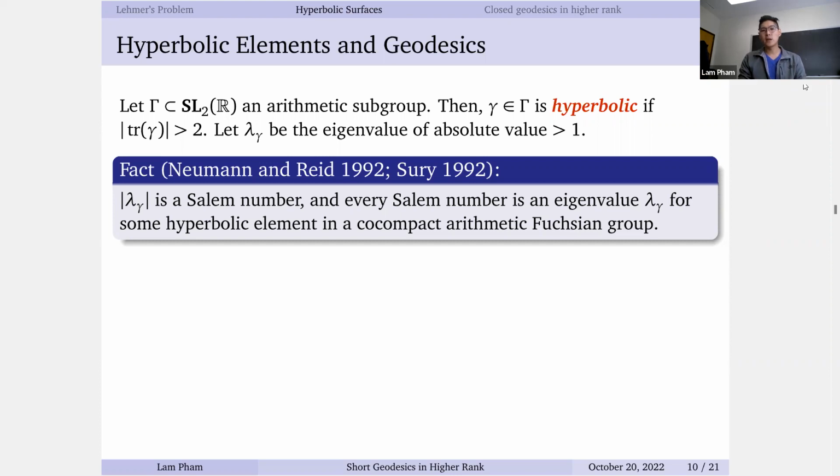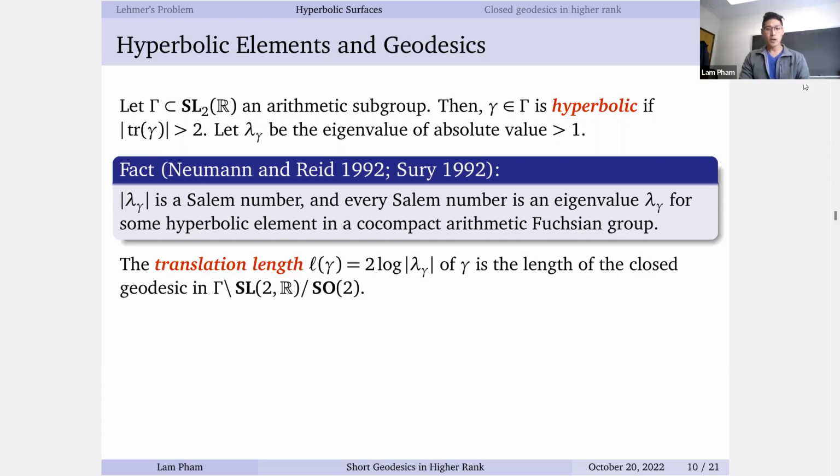So it means that for any Salem number, you can find some division quaternion algebra such that once you do the previous construction, then this alpha, which is your original Salem number, will embed, inside gamma inside SL2R, as the eigenvalue of some hyperbolic element.